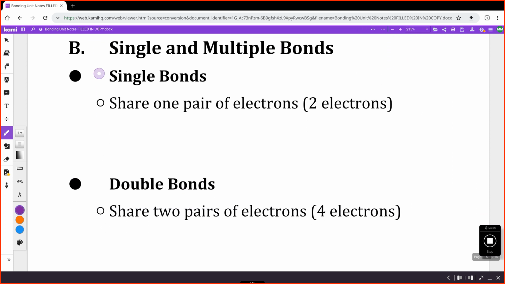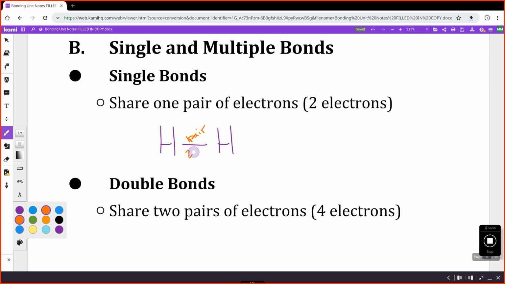So covalent bonds can show up in 3 different ways. We could show them up as single bonds, we could show them up as double bonds, we can show them as triple bonds. And that basically just means 2 electrons being shared between 2 atoms, or 1 pair of electrons, or 2 total electrons. This is the bond. These 2 electrons dance back and forth between the hydrogens, creating a single bond.